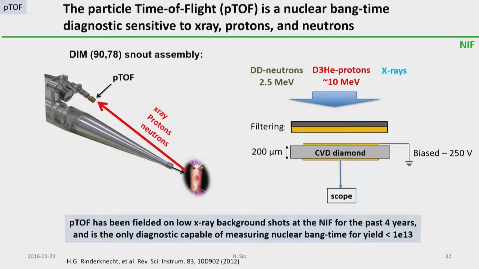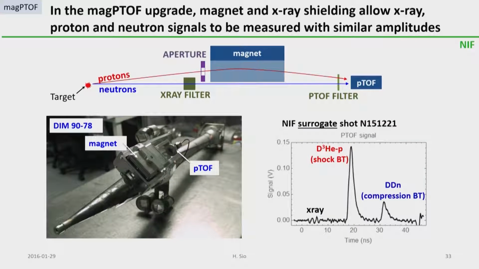When ionizing radiation hits it, it bumps electrons into the conduction band, and these charges are swept out by the bias, and what you get is a current impulse on your scope. And so pTOF has been a reliable nuclear diagnostic for shots with low X-ray background on the NIF for many years now.